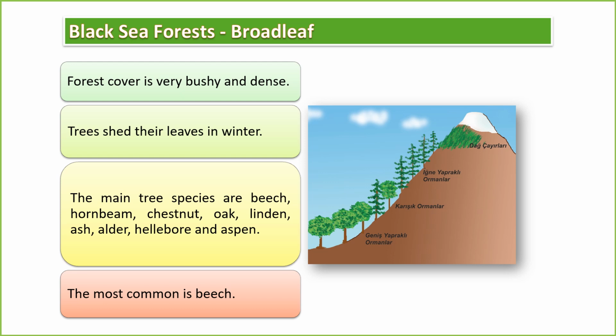4. Beech dominance. Among the diverse array of trees, beech stands out as the most common and widespread tree species in the Black Sea forests. The prevalence of beech trees contributes significantly to the unique ecological characteristics of the region. 5. Rich ecological environment. The coexistence of various tree species creates a rich ecological environment, fostering biodiversity and providing habitat for diverse plant and animal life.